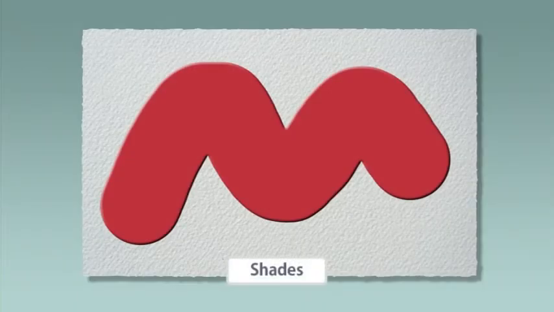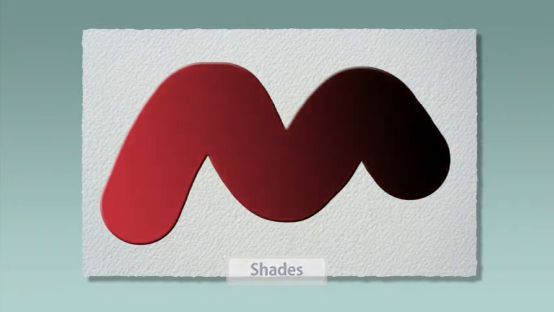Shades are the opposite of tints and are achieved by adding black. Shades of red and orange are rich browns, and you might use blue and violet shades to colour the night sky.